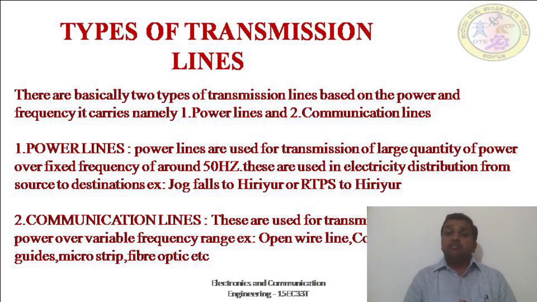The next type of classification is communication lines. Communication lines are used for transmitting minimal power, but the frequency range varies from low to high. There are a lot of examples of communication lines that you see in daily life, like open wire, coaxial, waveguides, microstrips, fiber optics, etc.